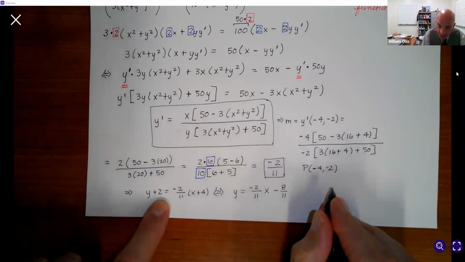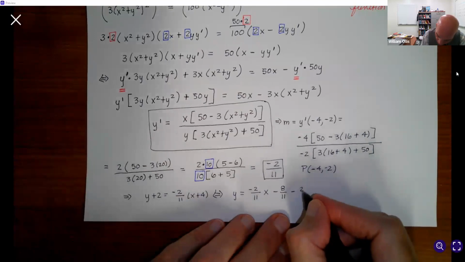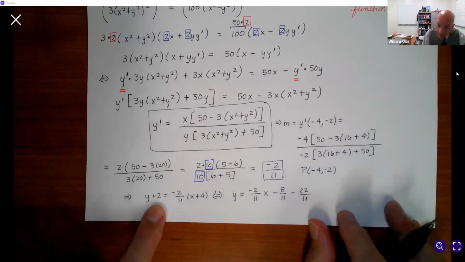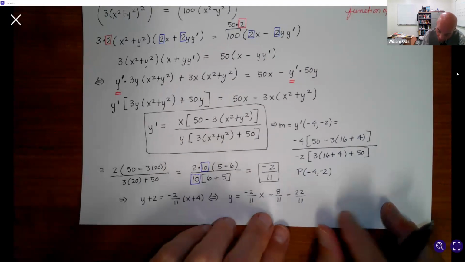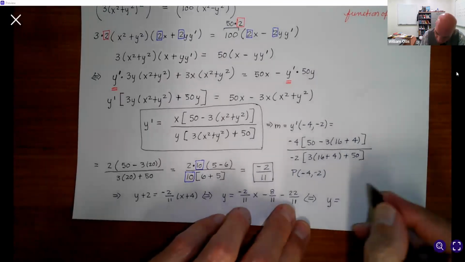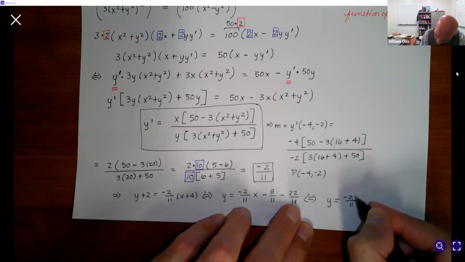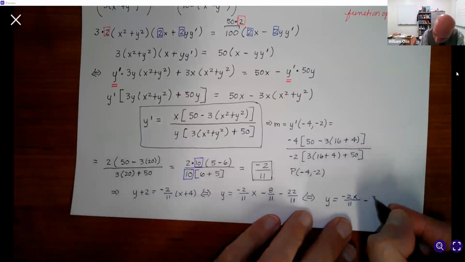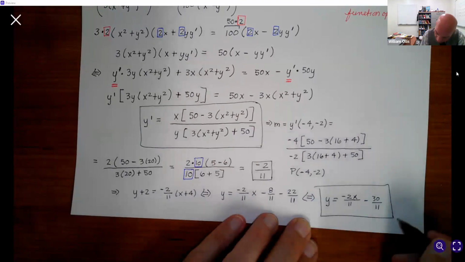And then, of course, we have the -2, which we can write as, so just multiply that. So that would be what, a 22 over 11. So multiply above and downstairs by 11, and then transpose it gives us -22 over 11. So this would be y equals, and of course in the slope-intercept form, -2 over 11. I guess we'll just go ahead and stick the x up there in the numerator. And then 22 plus 8 is 30, so -30 over 11. So that would give us an equation of the tangent line.